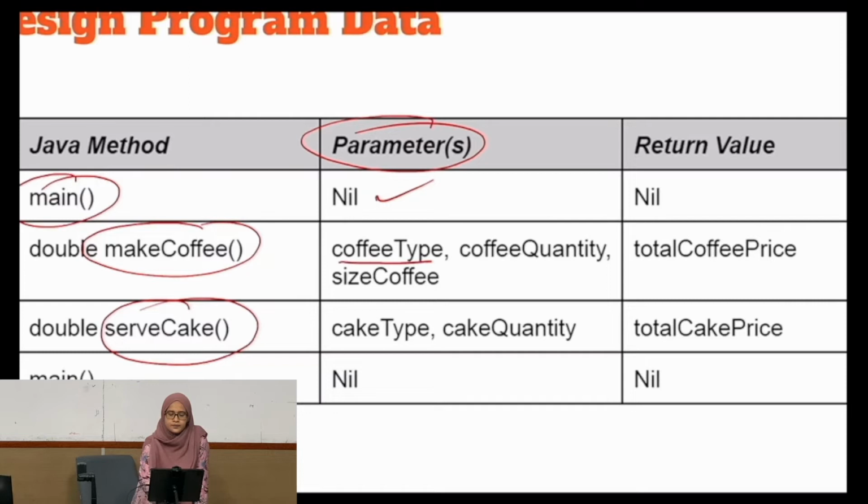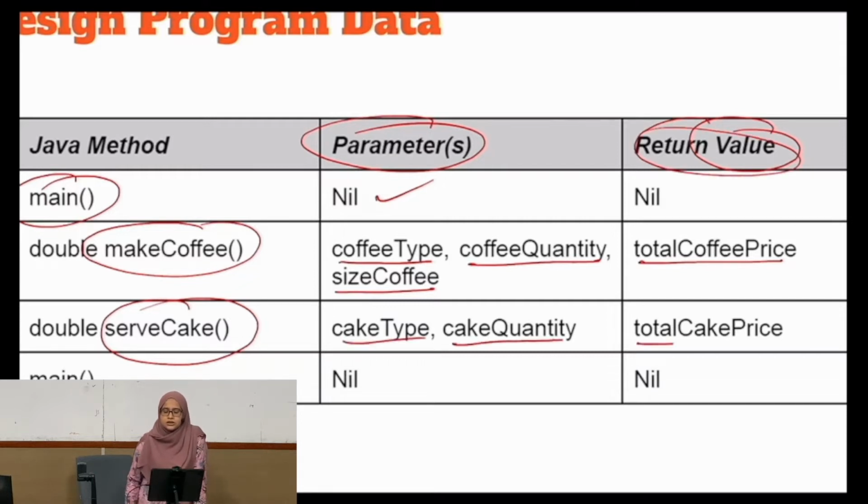Meanwhile, for make coffee and serve the cake, we will have to take parameters. For make coffee, the parameters are coffee type, coffee quantity, and size of the coffee, right? And then we will return the value of total coffee price. And for serve the cake, we will take the cake type and cake quantity, and we will return the value of total cake price. Okay, and then go back to the main method.